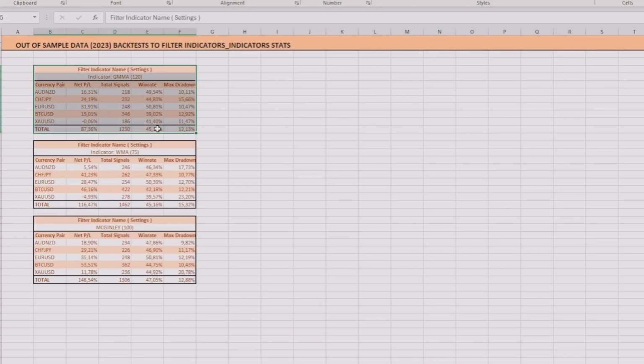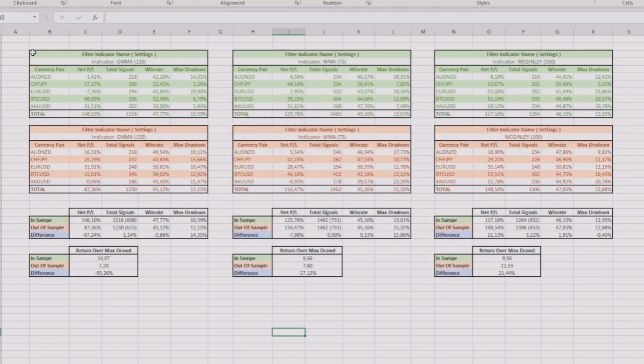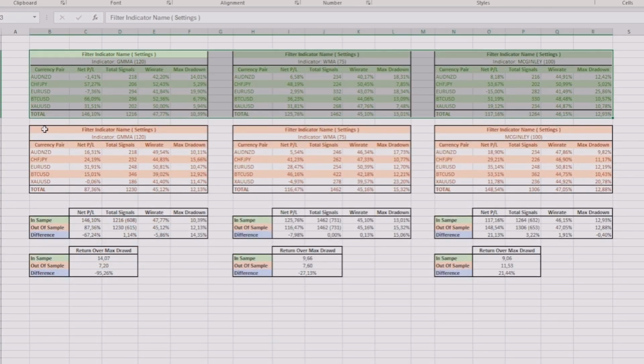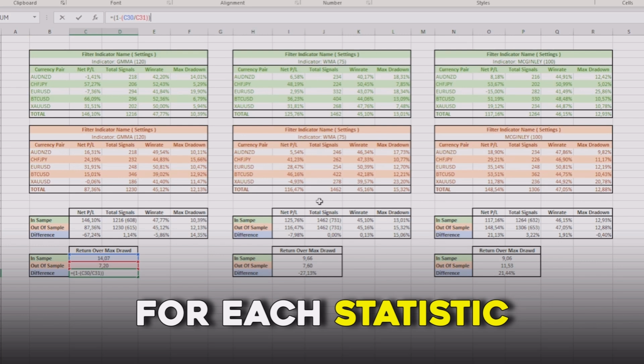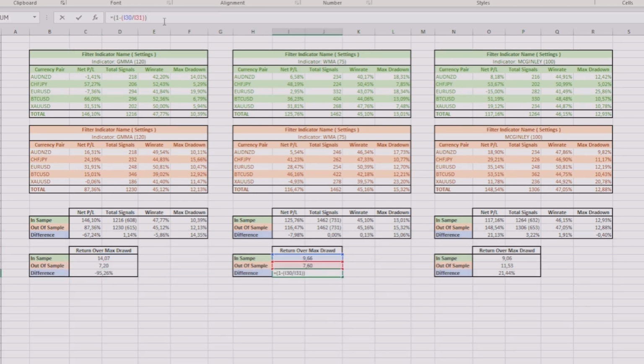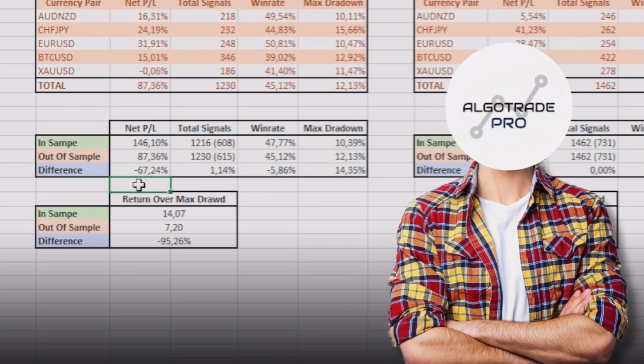After applying the 3 filter indicators to my out-of-sample data, let's take a look at the results. To compare them with their performance in the in-sample data, I created another Excel sheet with the percentage differences for each statistic using this simple formula. As we can see, the first indicator has big differences in its net profit and return over max drawdown ratio, showing that it is not as consistent as we initially might have thought.